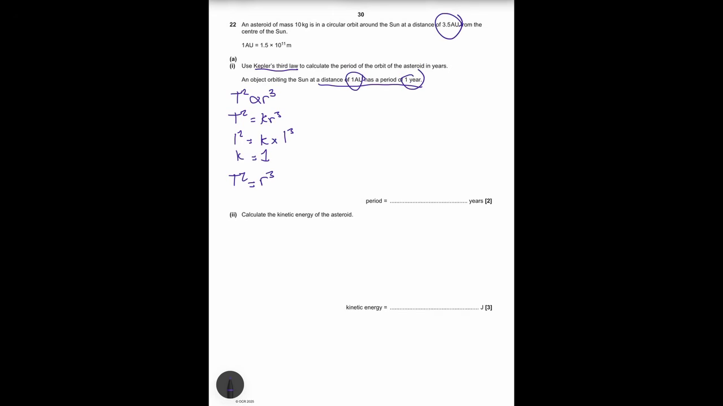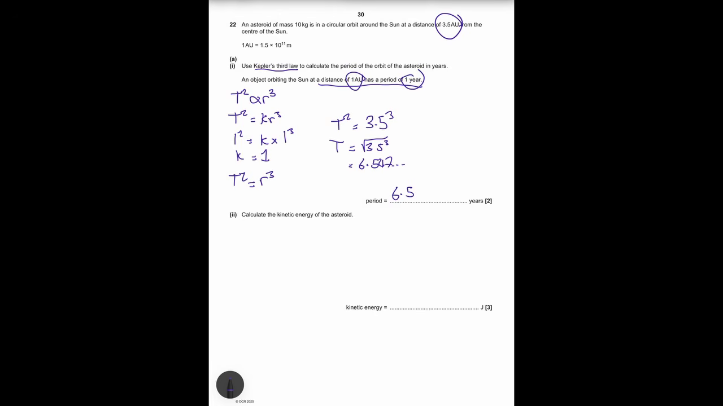So it says at the distance of 3.5. How can I do that now? I'm just going to say T squared is going to be equal to 3.5 cubed. I can say times 1 if I want. Therefore, T is going to be equal to the square root of 3.5 cubed, and therefore T is going to be equal to 6.547, blah, blah, blah. And then I'll just call that 6.5.